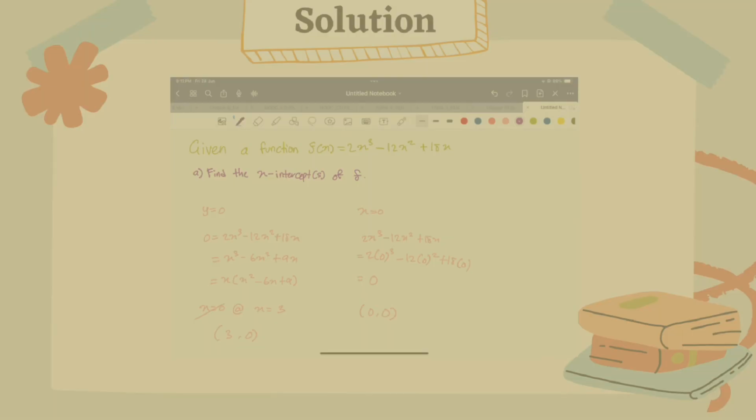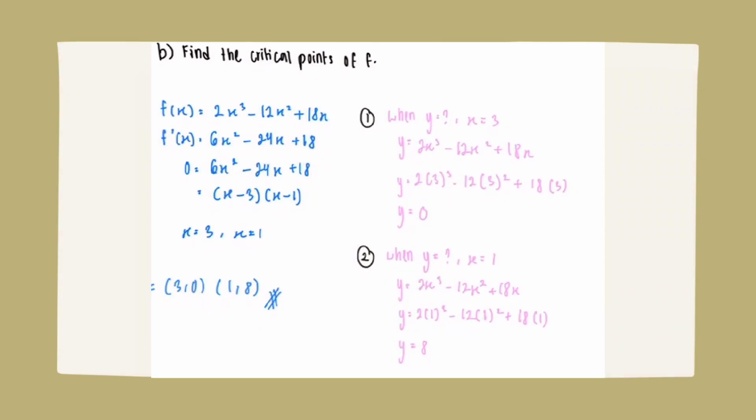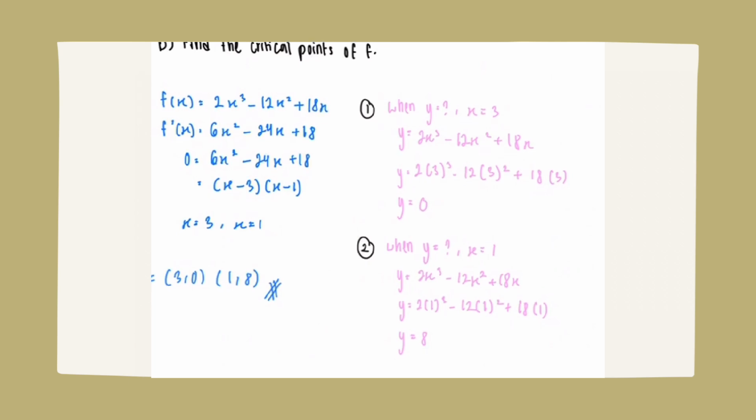Okay, for B, find the critical point of f. First, we need to write down the actual equation, 2x to the power of 3 minus 12x to the power of 2 plus 18x equals 0. First, we need to do a first derivative. That will be 6x to the power of 2 minus 24x plus 18.